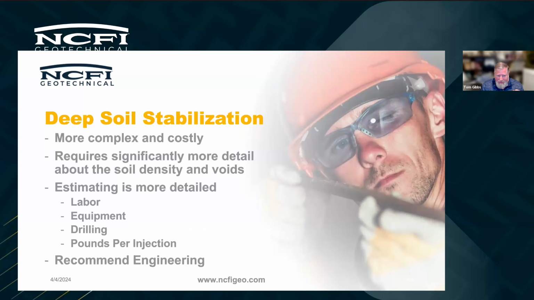Getting the pipes in the ground, so drilling sometimes is necessary. Estimating how many pounds per injection based on the soils reports. So highly recommended that these projects have engineers involved, or at least engineering information involved.